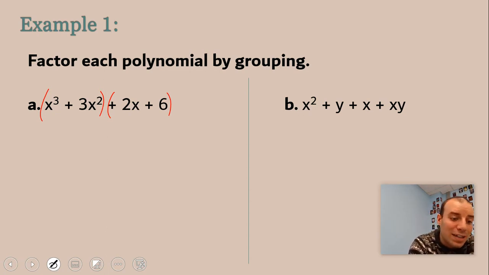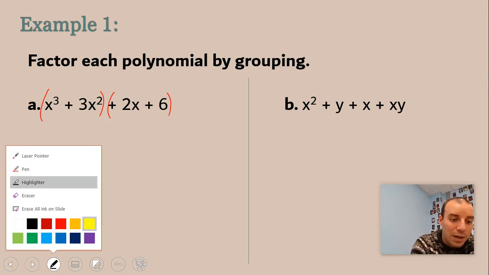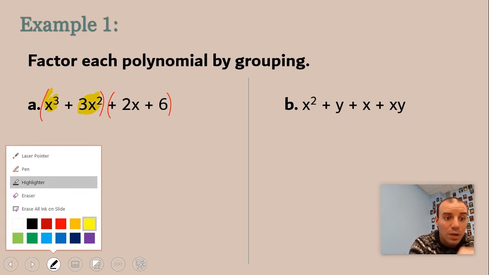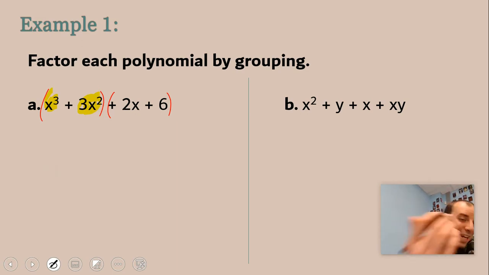So if I'm looking at x cubed and 3x squared, obviously there's no number that's common between them besides a 1, okay? So I could take a 1 out if I wanted to, but I can take x squared out of both of those because I have an x cubed and an x squared. So I'm going to take x squared out. If you want to put the 1 in front of that, you can.